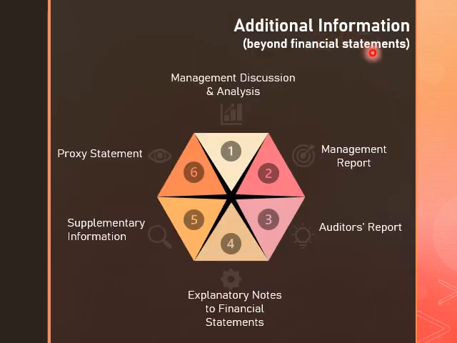These are some additional information which go beyond the financial statement. All of this you mungkin boleh dapat dalam annual reports of the company. So first one lah management discussion analysis, memang ada dekat annual report. Second one lah management report, pun ada dalam annual report. Auditor's report, explanatory notes to financial statement, supplementary information and also policy statement. These additional information semuanya ada dalam annual reports of any companies yang listed lah.